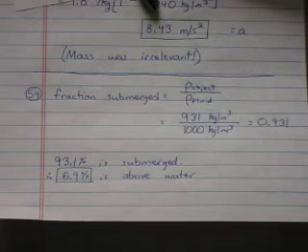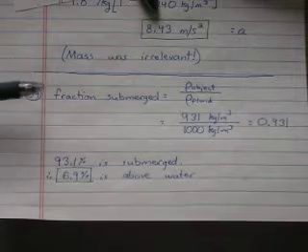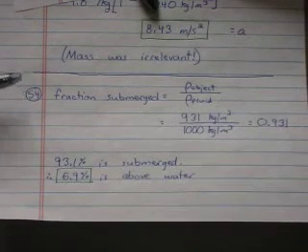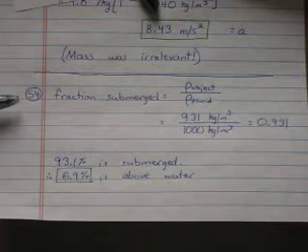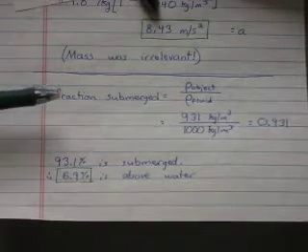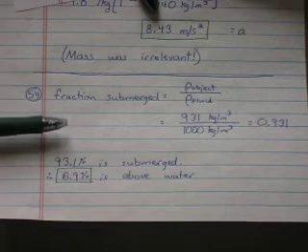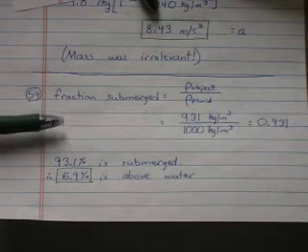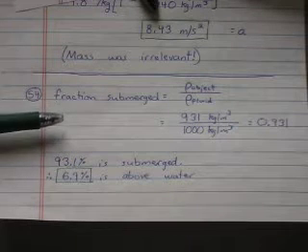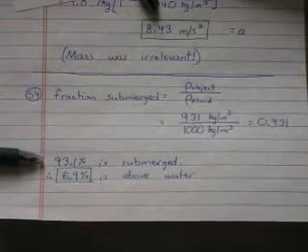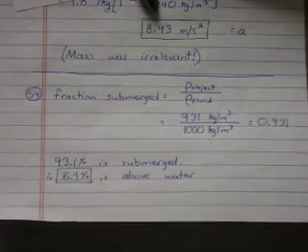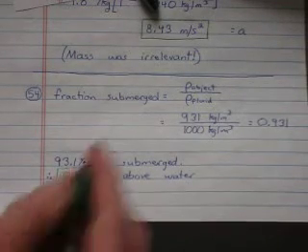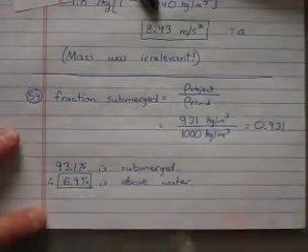Now, stating that more mathematically, here's the formula I gave you in class. The fraction submerged is the density of the object divided by the density of the fluid. So 931 divided by 1,000. So we get the fraction submerged is 0.931. So if 93.1% of it is submerged, that means that 6.9% of it is above water, because 100% minus 93.1.